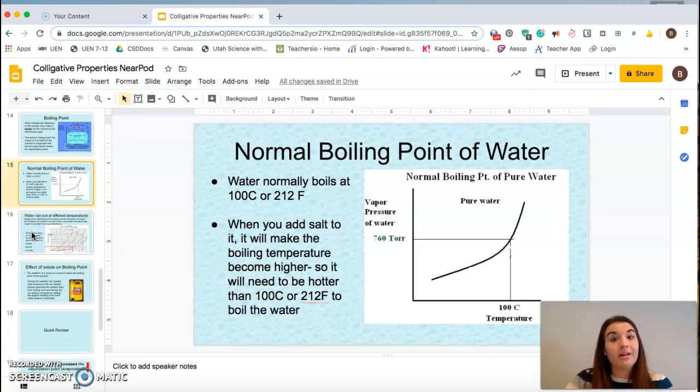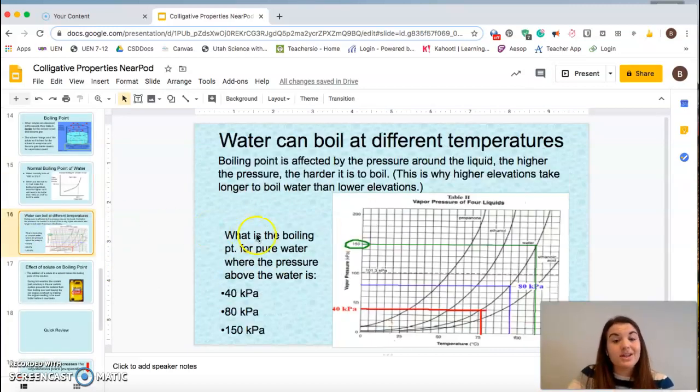Now, water can boil at different temperatures. Depending on the pressure of the water, it can boil at different temperatures. This is why at higher elevations, like they always say, oh, Colorado, it takes forever to boil water. The higher your elevation, the more pressure on your water, the harder to boil. So if you went somewhere that's like sea level, you will boil water quickly. Less pressure, so the water will boil faster. Whereas here in Utah, we do have a pretty high elevation, so it does take some time to boil water.